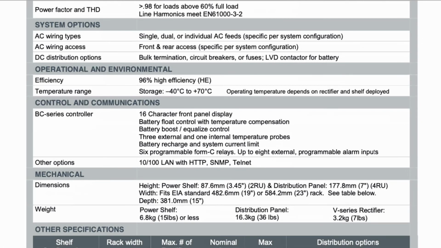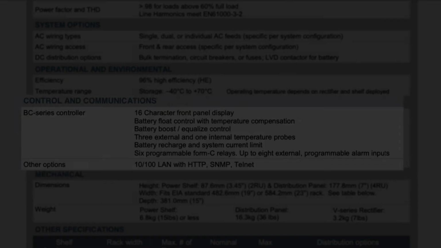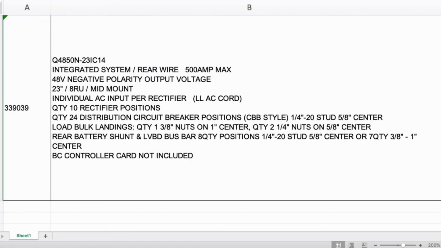The plant supports a controller which handles alarms, voltage settings, current monitoring, temperature compensation, and communications, both local and remote. Since these controllers will measure current if shunts are also in the system, I'll define a battery shunt. I picked a 500 amp, 23-inch wide, rear-wired plant with 10 individually wired rectifier positions and 24 distribution breaker positions. It also has a battery shunt and a battery low voltage disconnect.